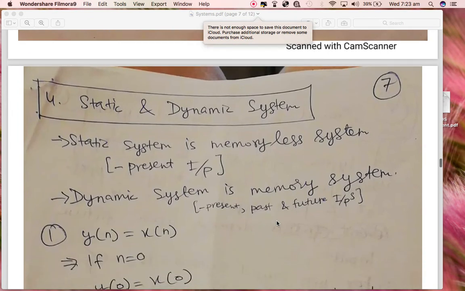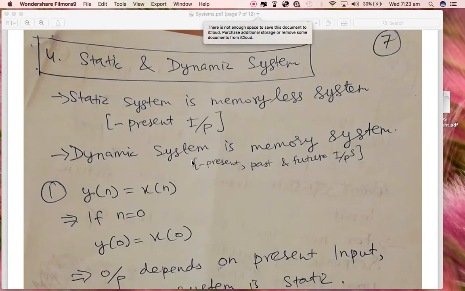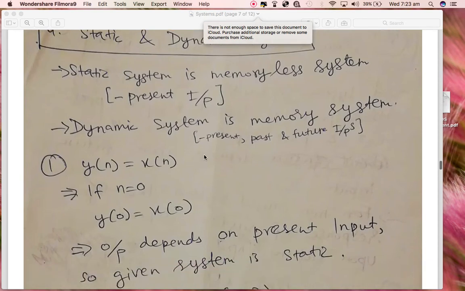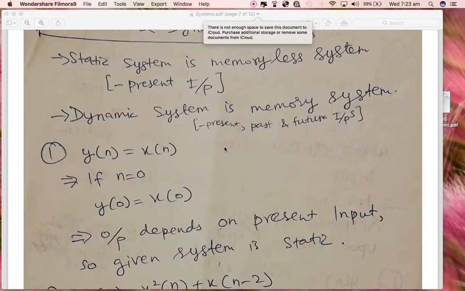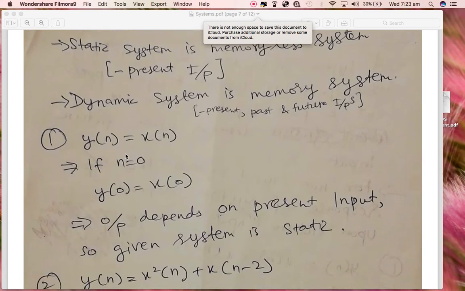Now we have another property of the system, which is static and dynamic systems. A static system is a kind of memoryless system which takes into consideration only the present values for the calculation of its output, while a dynamic system takes into consideration the present, past as well as the future inputs for the calculation of the output of that system. If we have to prove whether an equation is of a static system or a dynamic system, then we can see this example.